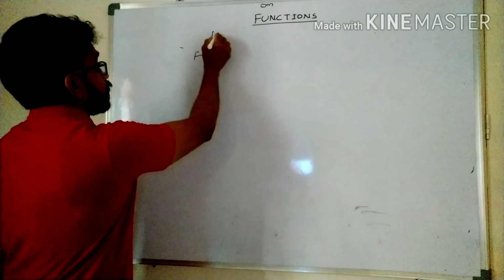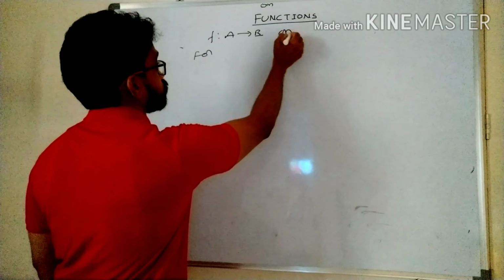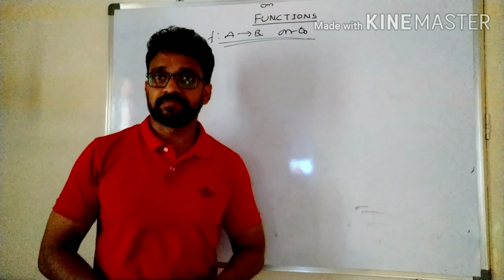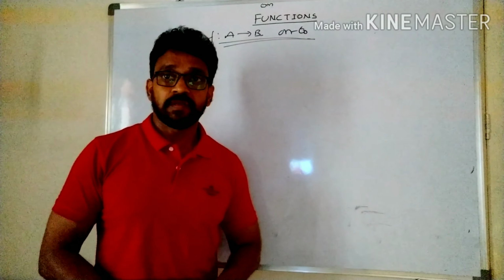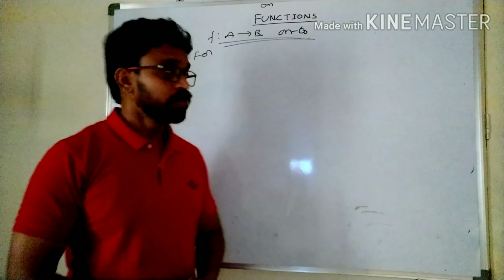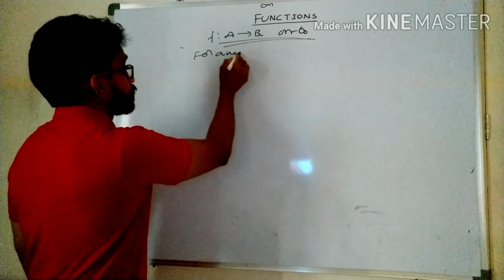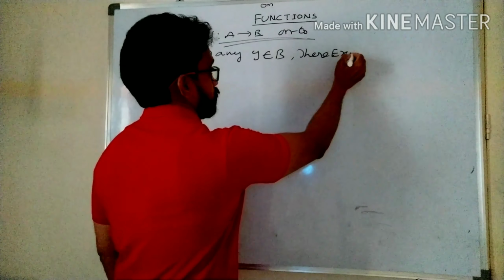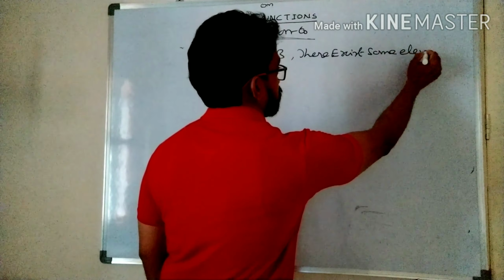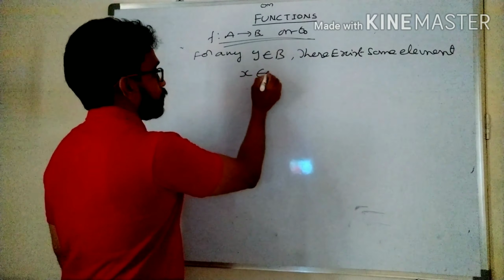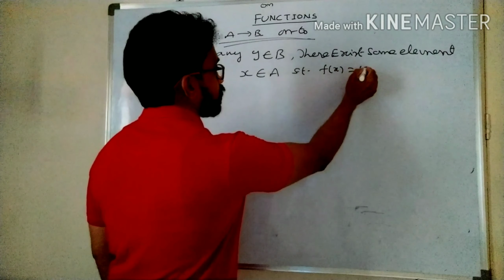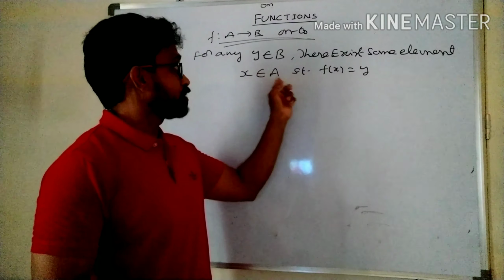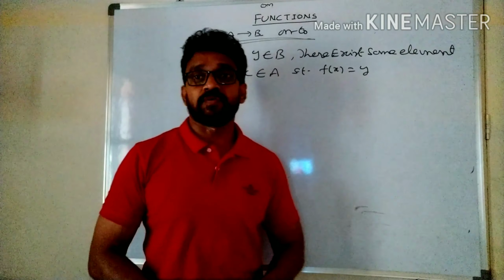Let f from A to B be a mapping, and it is said to be onto. Sometimes we can't identify the range of the function directly. In that case, how to verify whether the given function is onto or not onto? Observing the definition: for any y belongs to the codomain, there exists some element x belongs to A such that f of x equals y. For any y belongs to B, there exists an element x belongs to A such that f of x equals y, then f is onto.